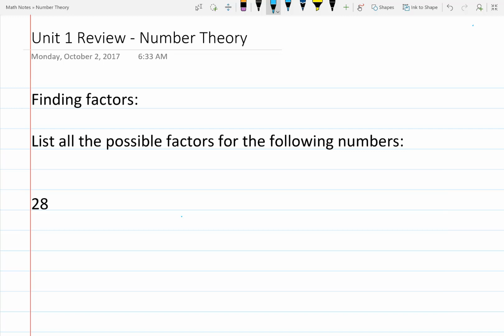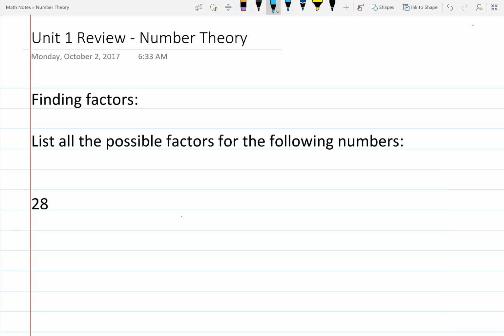Your unit test is going to be on number theory, and the first thing that you're going to have to do is find factors of numbers. Now remember, factors are numbers which can be multiplied together to get a product, and the factors come in factor pairs. Every number has at least two factors. Prime numbers have exactly two factors, and composite numbers have more than two factors.